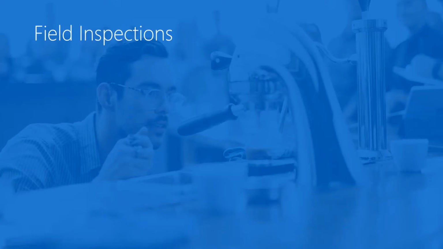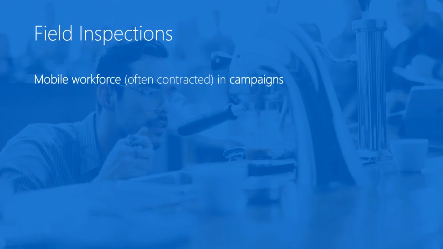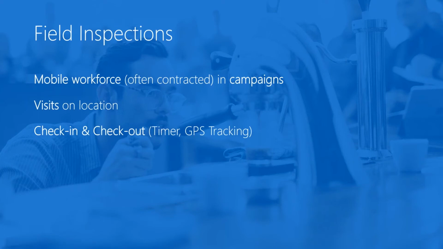In Resco's sense, we are talking especially about field inspections, so a mobile workforce, which often works contracted and usually in campaigns. They perform visits at locations, so they do not stay at the office, but they visit someone, and usually they perform some check-in and check-out at the site. This then has some timer that is visible to the user, or it can be triggered by GPS tracking, meaning that the check-in and check-out can happen automatically based on the GPS position.